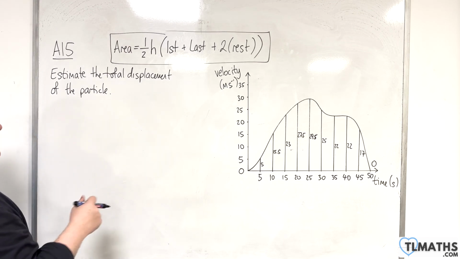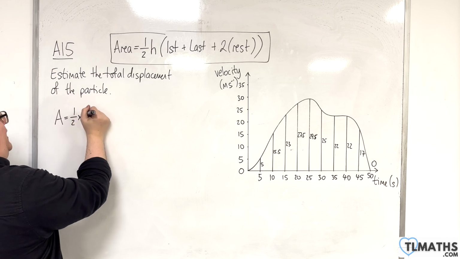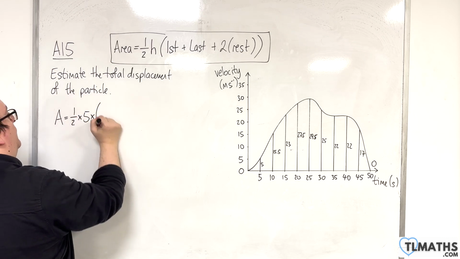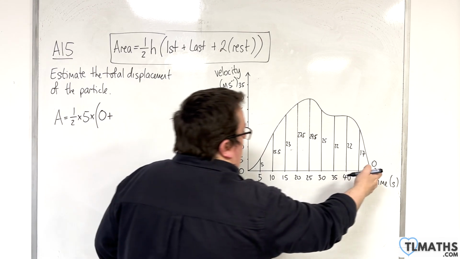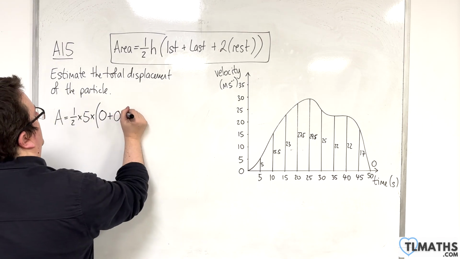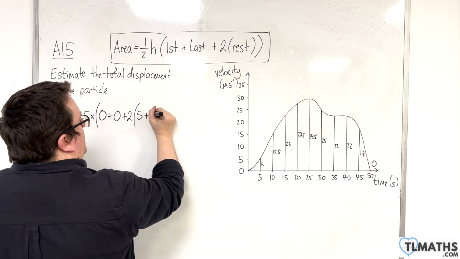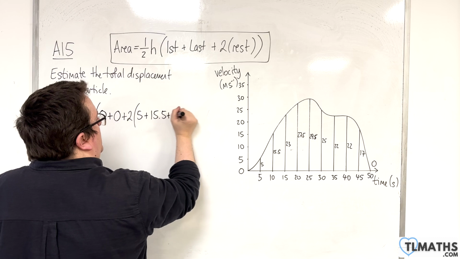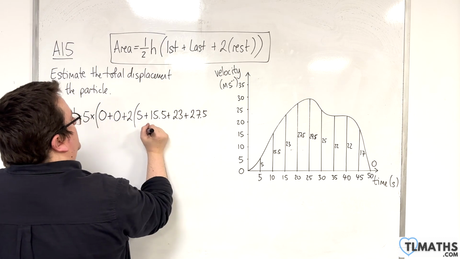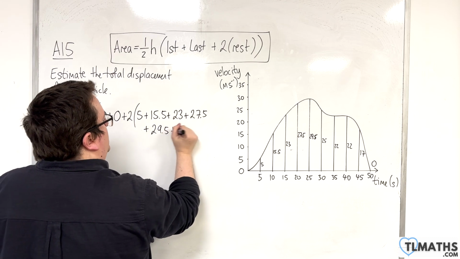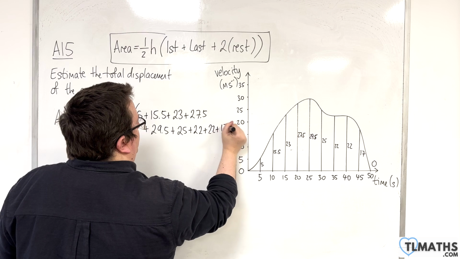So the area is equal to 1/2 times h, which is 5 in this case, times the first, which is 0, plus the last, which is 0, plus 2 lots of the rest. So that's 5 plus 15.5 plus 23 plus 27.5 plus 29.5 plus 25 plus 22 plus 22 plus 17.